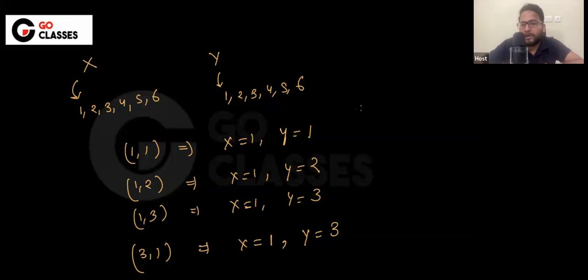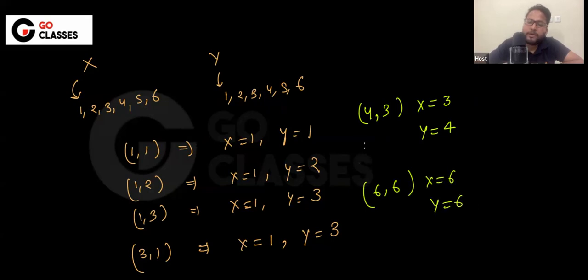Just quickly tell me. Suppose if 4 and 3 appear, then what is the value of x and what is the value of y? 3 and 4, right? Is this okay to everyone? Because x is the smaller number. For example, if 6 and 6 appear, then x is 6, y is also 6. So now I hope you got it, how to write x and y.